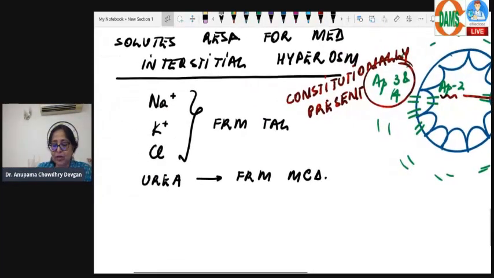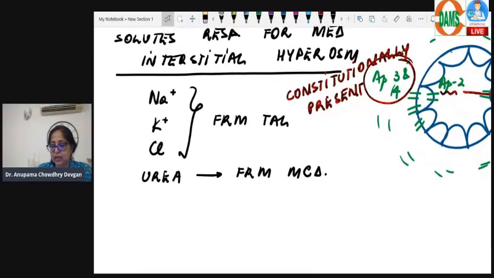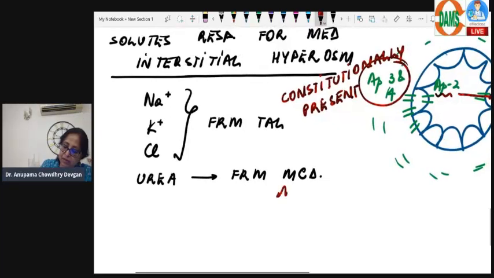Now, the next important point: what are the solutes responsible for medullary interstitial hyperosmolality? Sodium, potassium, chloride, which are from the thick ascending limb, and urea, which is from the medullary collecting duct.